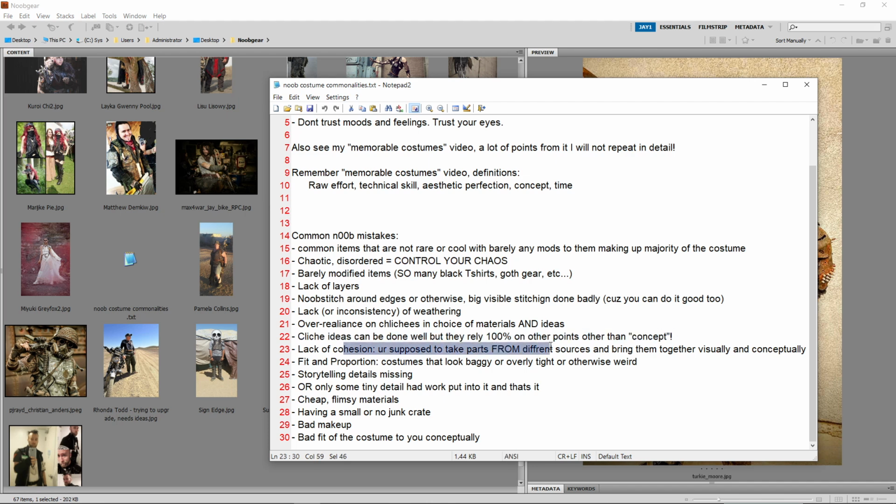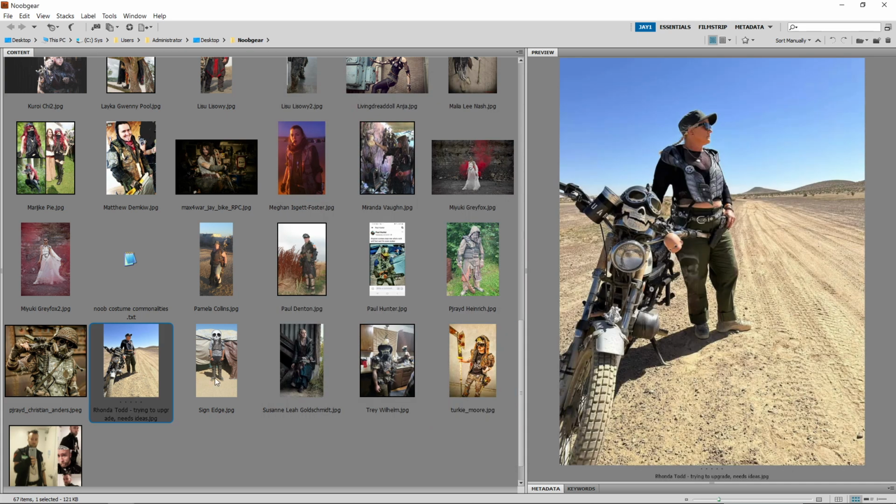Lack of cohesion. Yeah, you can take parts from different sources, but you take parts from different sources and bring them together visually and conceptually. That's the idea in the post-apocalypse. Because let's be honest, I'm also one of those people back then on my first fantasy LARPs. I was going for a look of someone who has just random clothes from here and there. I was on a budget, I had no idea about costuming, all that. So it was a good excuse to just play a character who has a throw it together kind of kit.